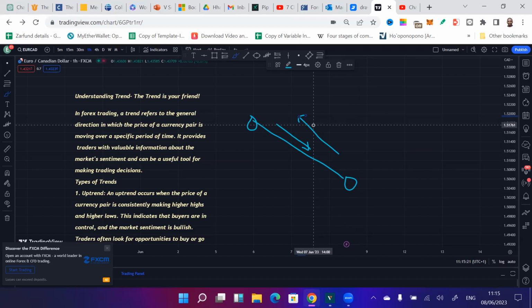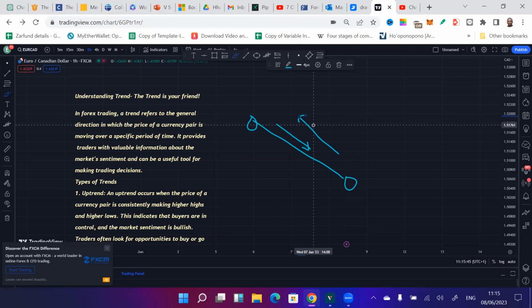So if you trade in the forex market, if you trade in the direction of the trend, you are swimming with the tide. If you trade against the trend, you are swimming against the tide. And it is very dangerous to swim against the tide. Here is the reason why it's dangerous to swim against the tide, or go against the trend in this case.